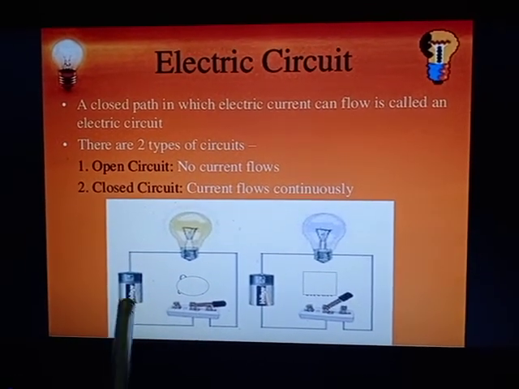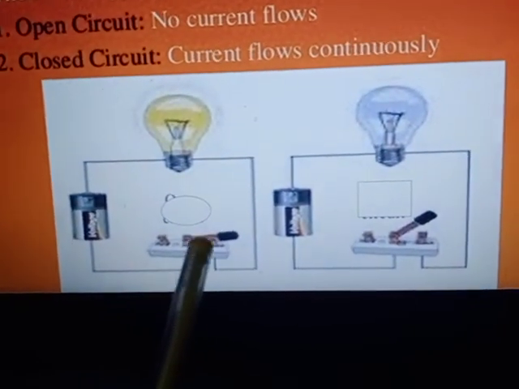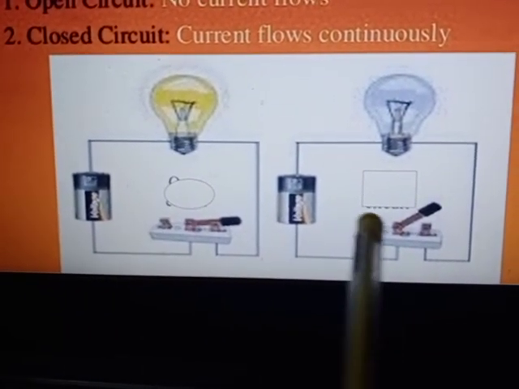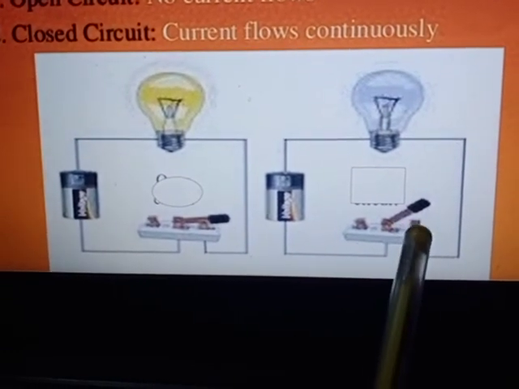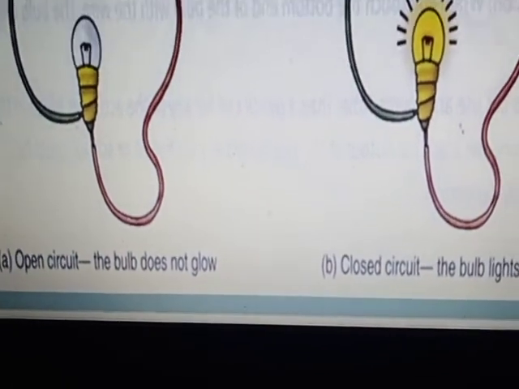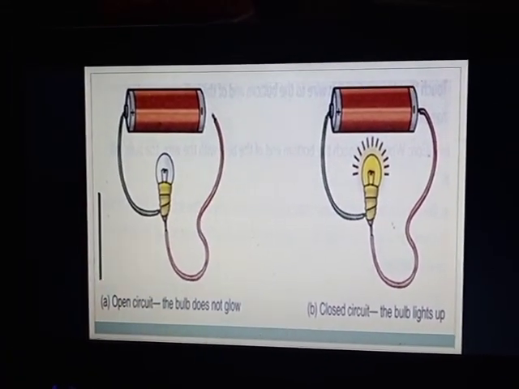Here is a diagram where the switch is in, this is a closed circuit, so the bulb will glow. This is an open circuit, the connection is lost here, so the bulb will not glow. So this is a diagram showing the open and closed circuit.